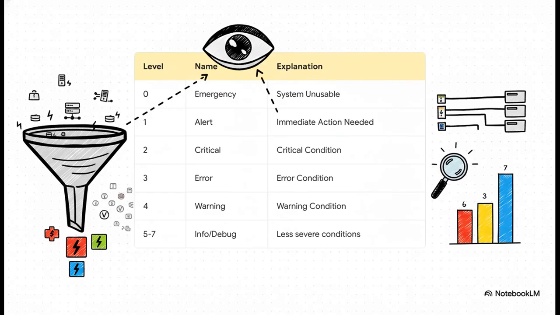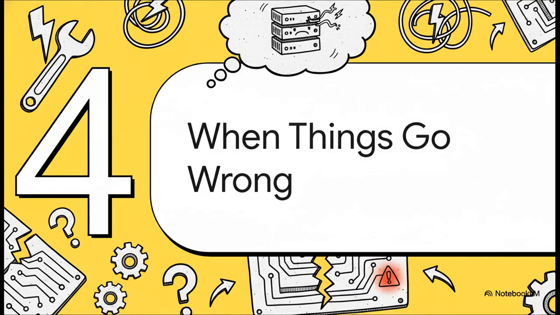The real magic of syslog, though, is how it organizes all this information. Every single message gets a severity level tag on a scale from 0 to 7. Level 0 is an emergency. That's as bad as it gets. The system is unusable. All the way down to level 7, which is just a debugging message, something an engineer might look at later. This system is basically a giant filter. It lets you instantly slice through all the routine noise and focus on the real 5-alarm fires that need your attention right now.